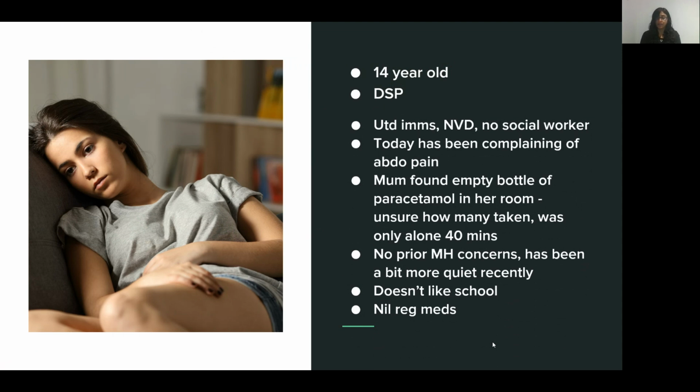Child has had no prior mental health concerns, no contact with any counselling services, but has just been noted to be a little bit more quiet recently. What you'll often get in triage notes is things like patient doesn't like school. Whilst that can be a concern, that there's social anxiety or that there might be some other mental health issue at play, most 14-year-olds actually don't like the learning part of school. So it's something you need to be a little bit careful about how you interpret.